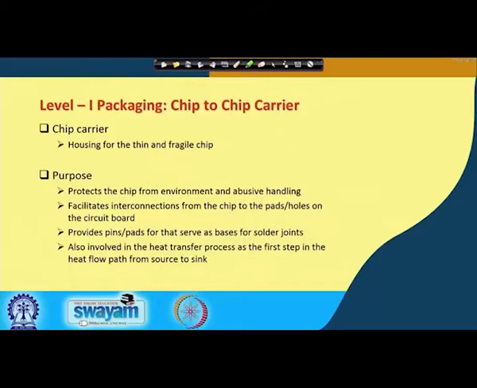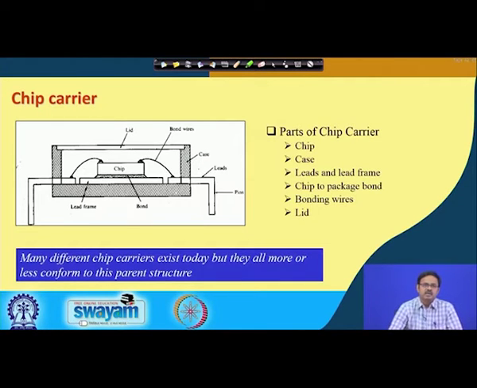Therefore, the chip carrier also has this additional function of providing the first step in the heat flow path from the source, which is the circuitry where the heat is generated, to the sink, which is where it is dissipated, whether it is air cooled, water cooled, whatever it is. Okay. So, the chip carrier has many functions, as we can see. All right. Now let us look into a picture of a chip carrier. This is a very simple picture, but there are many different types of chip carriers that exist today, and more or less they all conform to this parent structure.